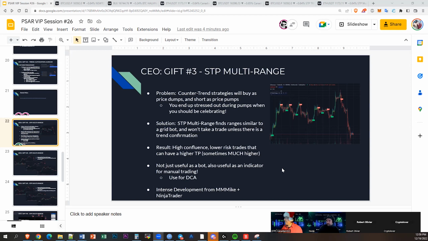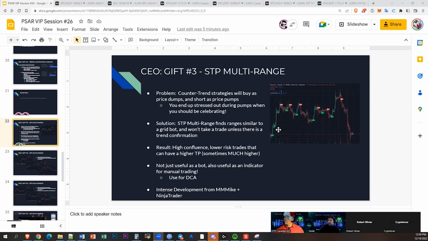And so we wanted to find a better way to do that, but to still be able to grab these reversals, but with some confirmation and not getting caught offside. Like you can see this long going all the way to that short, right? So the idea here with multi-range, it's similar to a grid bot, okay? It calculates a range in real time, but it will not take a trade unless there is trend confirmation, okay?